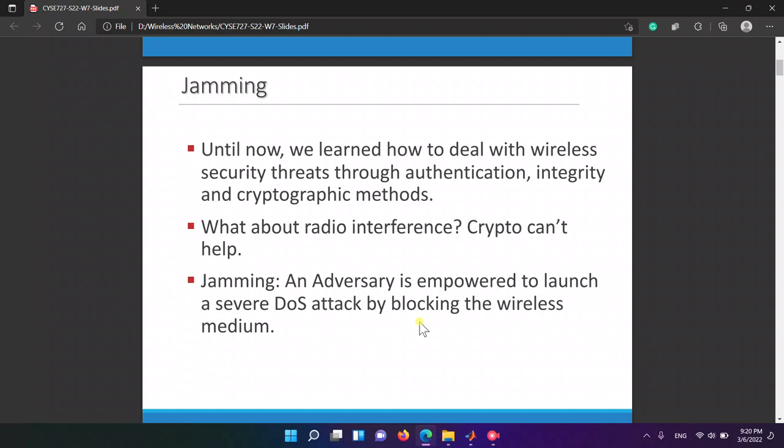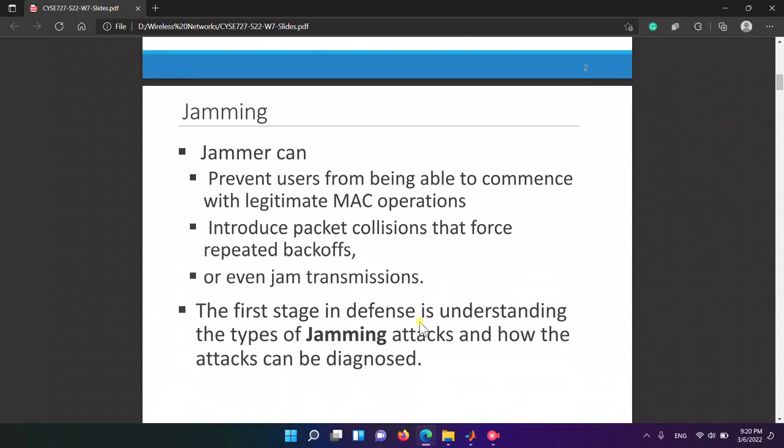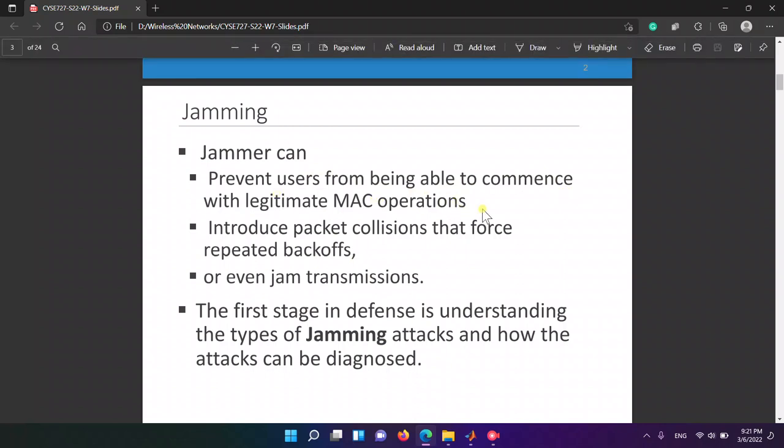If I want to send a packet, first I have to check if the medium is available. If the medium is empty, the packet gets sent, not necessarily delivered but sent. But when the wireless medium is full, the packet doesn't get sent. So we have a problem: our resource, the wireless medium, becomes unavailable. So what can the jammer do? It prevents users from being able to commence with legitimate MAC operations.